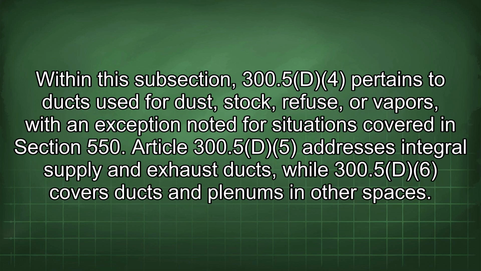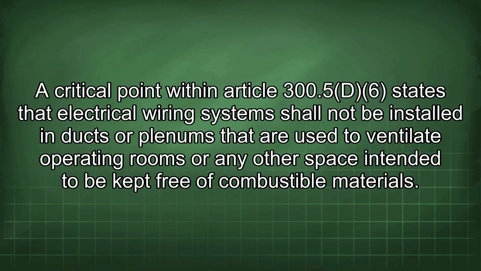Within this subsection, 300.5(D)(4) pertains to ducts used for dust, stock, refuse, or vapors, with an exception noted for situations covered in Section 550. Article 300.5(D)(5) addresses integral supply and exhaust ducts, while 300.5(D)(6) covers ducts and plenums in other spaces. A critical point within 300.5(D)(6) states that electrical wiring systems shall not be installed in ducts or plenums that are used to ventilate operating rooms or any other space intended to be kept free of combustible materials.